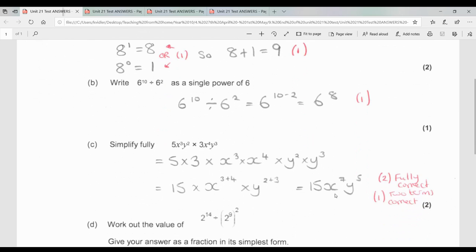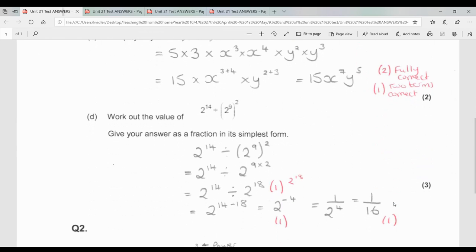Part C then, a little bit more complicated on this one. So we want to rearrange it to make it as easy as possible. So we get our 5 times our 3, giving us 15. Our x cubed times our x to the power of 4. Remember, we're adding the powers there, so it's going to give us x to the power of 7. And our y squared times y cubed, again, add the powers, giving us y to the power of 5. So your final answer is 15x to the power of 7, y to the power of 5. If you've got that fully correct, then you get the 2 marks. If you've got 2 of the terms, i.e. it could be the 15 and the y to the power of 5, or the x to the power of 7 and the y to the power of 5, correct, so you get 1 mark on that one.